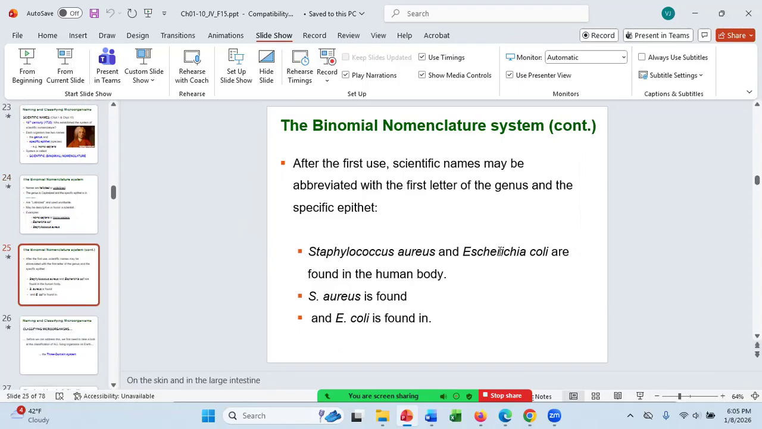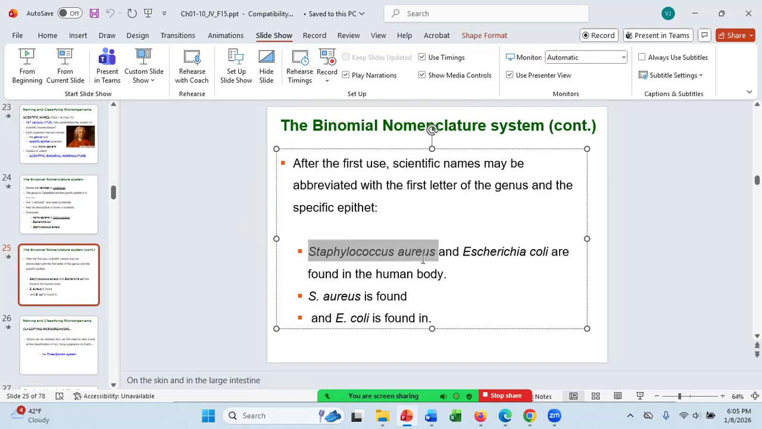After first use, the scientific name may be abbreviated with the first letter of the genus and then the specific epithet spelled out. So the first time you use Staphylococcus aureus, you have to write Staphylococcus aureus. But after the first use, all later uses, you can go S. aureus. You should go Escherichia coli the first time, and then all later times go E. coli.